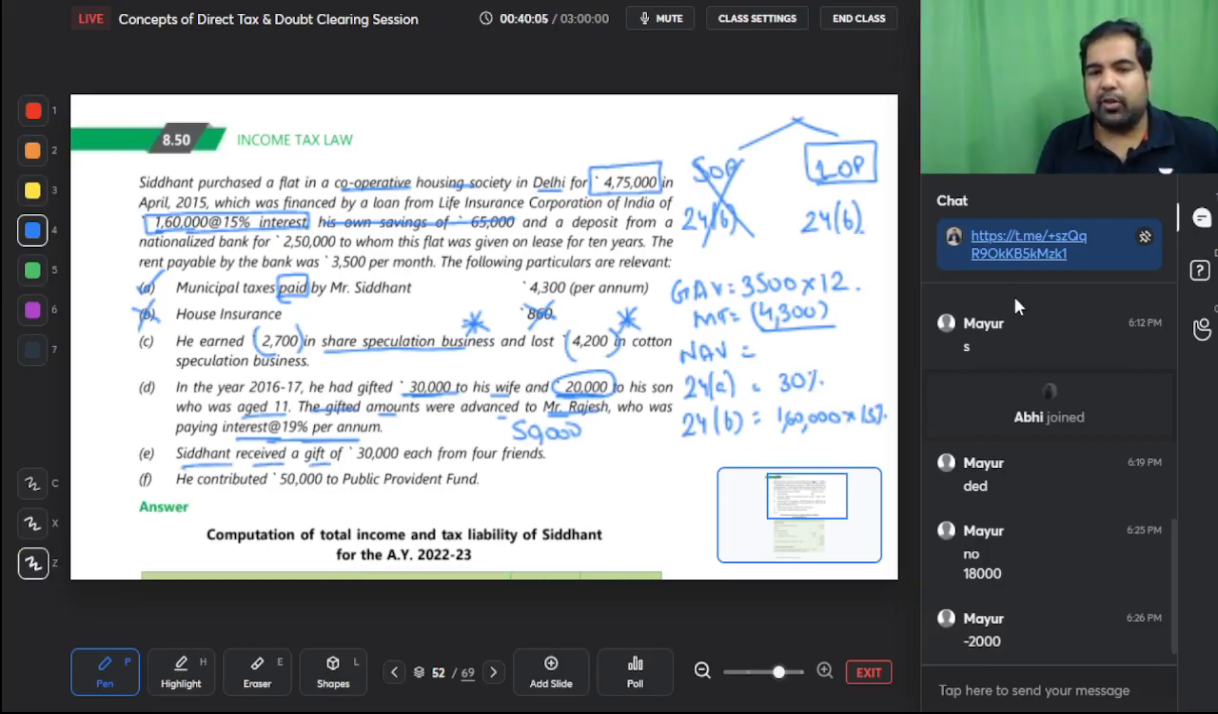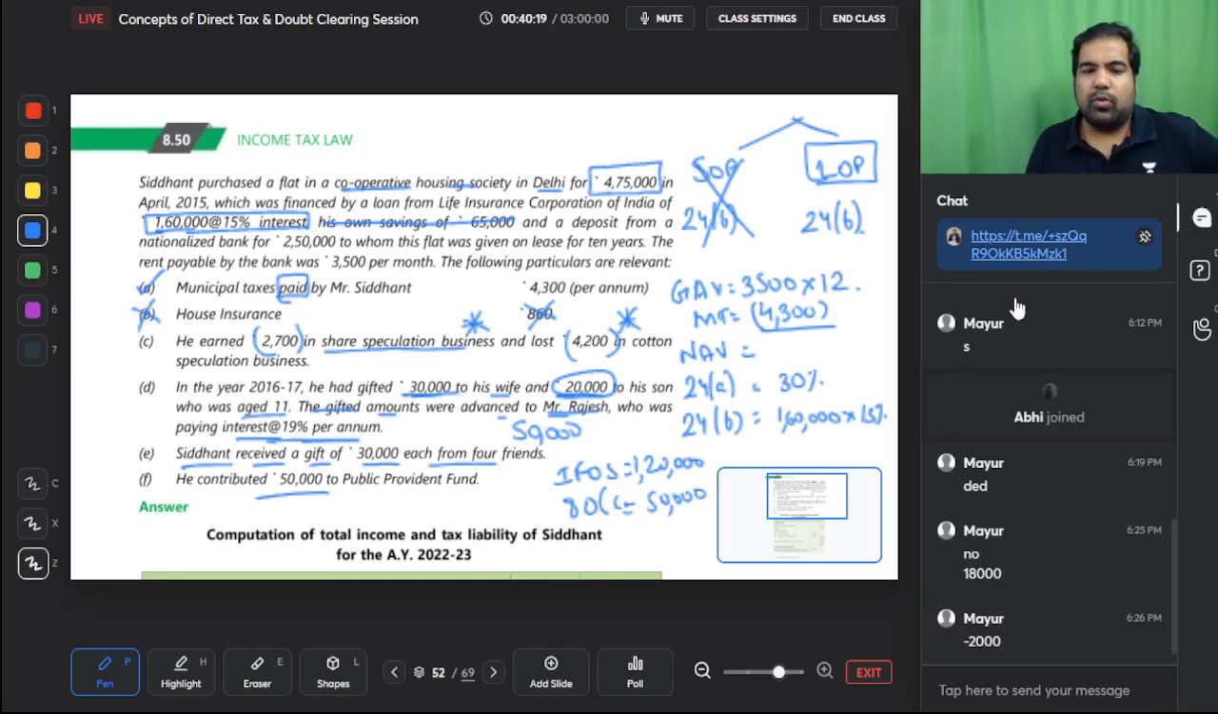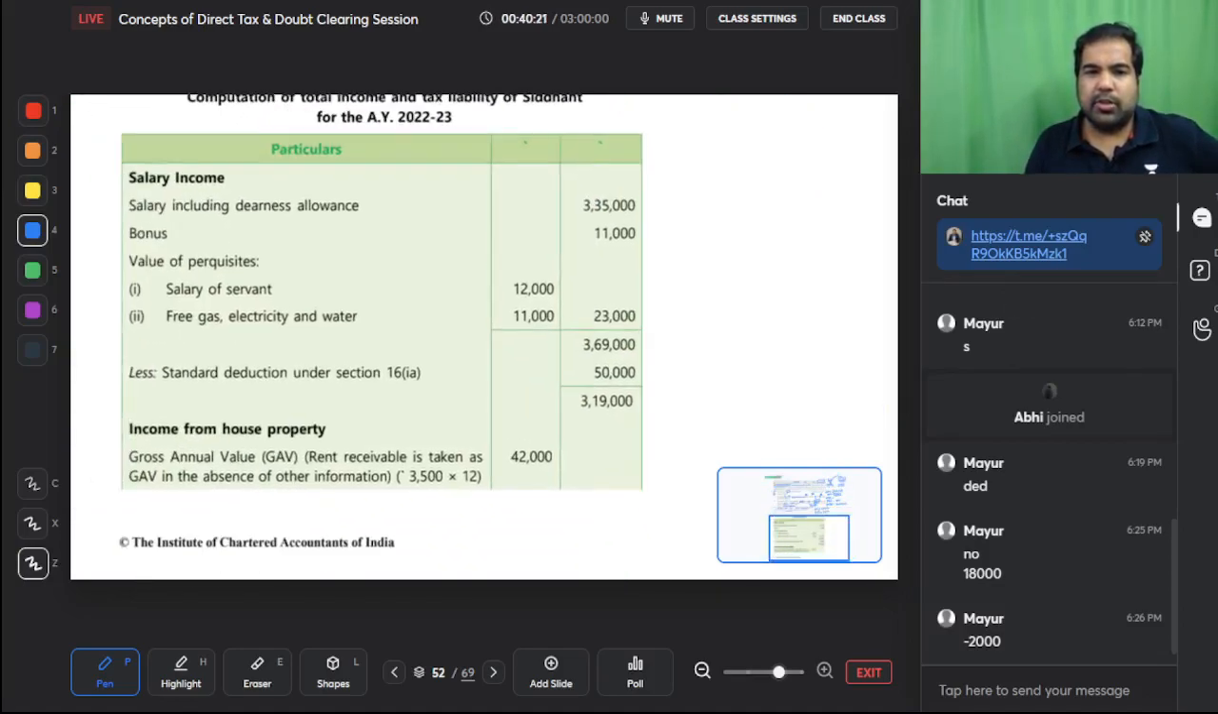Siddhant received a gift of 30,000 each from 4 friends. So there is IFOS also of 1,20,000. And there is ATC of 50,000. So let's finish this sum, guys. So just checking the answer here.